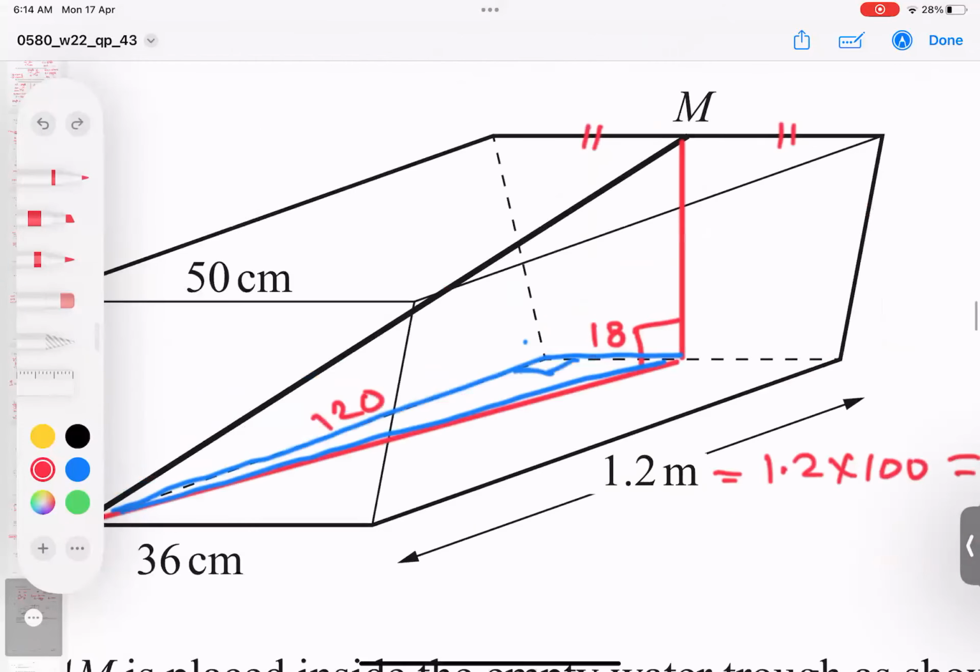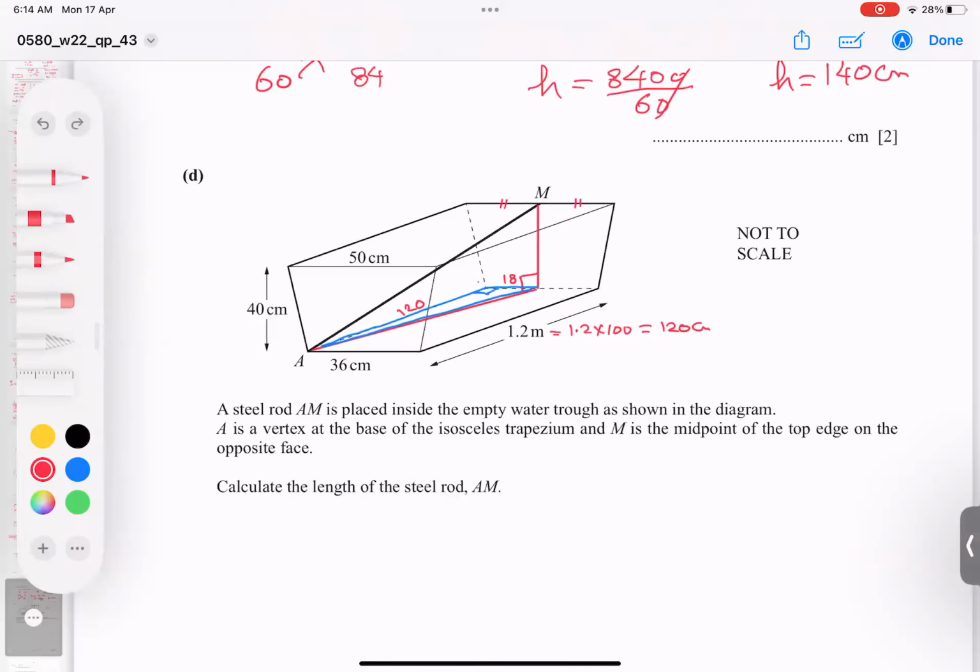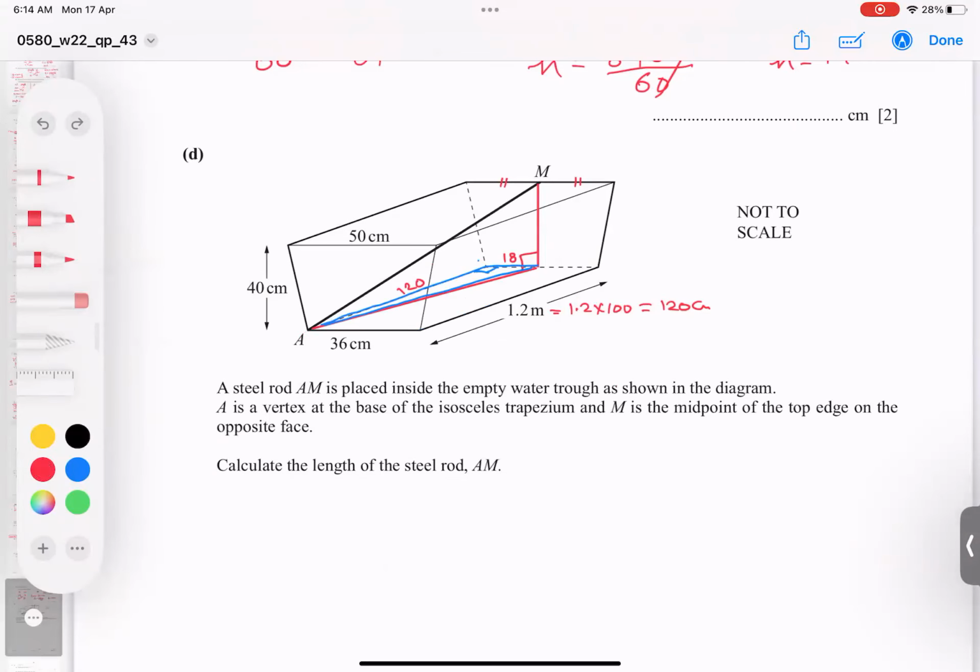Now, first of all, I will use the blue triangle. So students, let's start. The blue triangle, I'm going to use it.